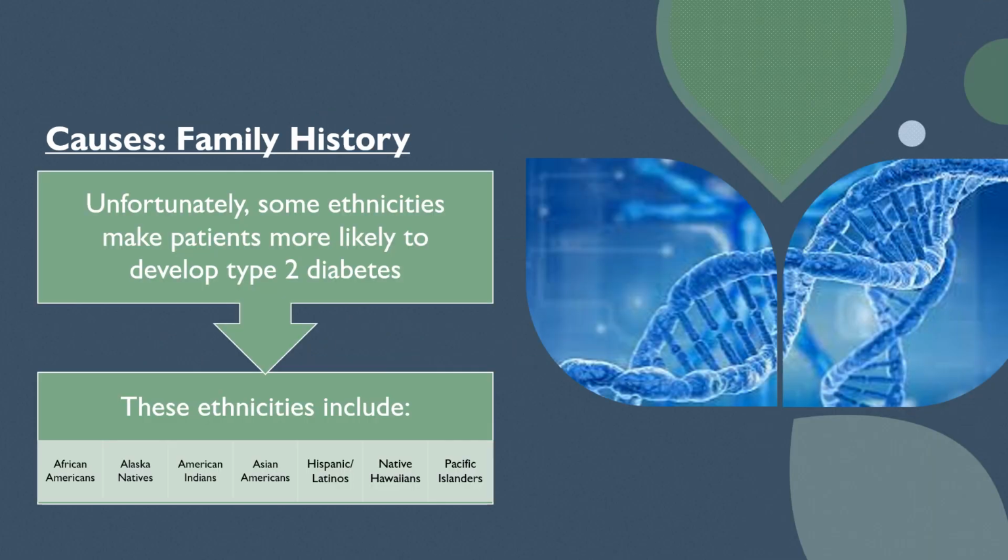Another cause is family history. Unfortunately, some ethnicities make patients more likely to develop type 2 diabetes. These ethnicities include African Americans, Alaska Natives, American Indians, Asian Americans, Hispanic Latinos, Native Hawaiians, and Pacific Islanders.